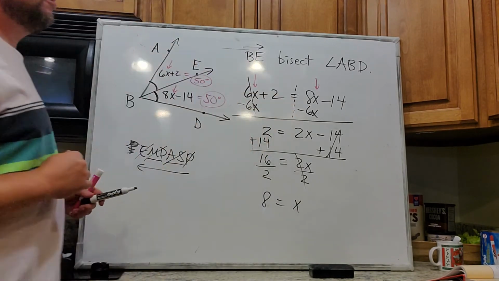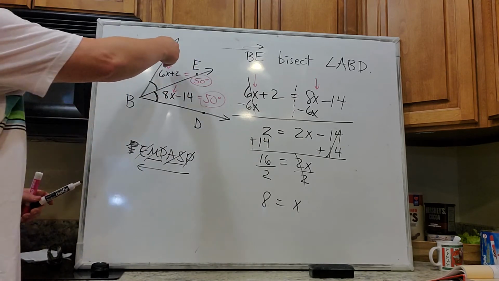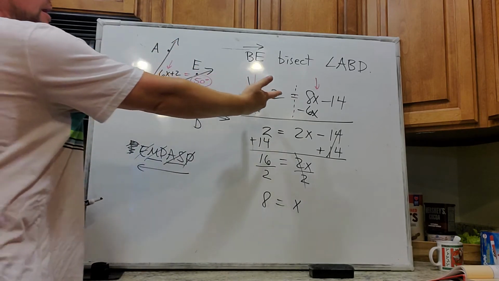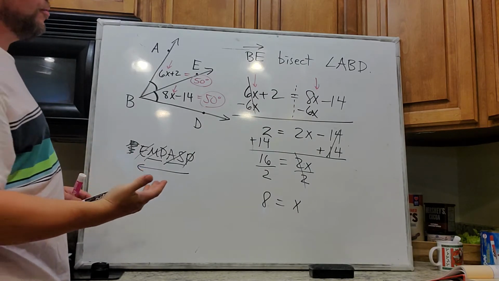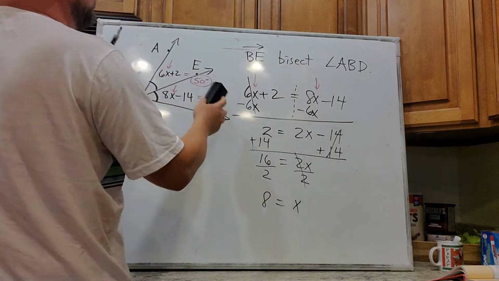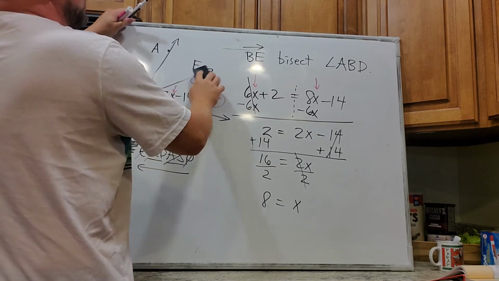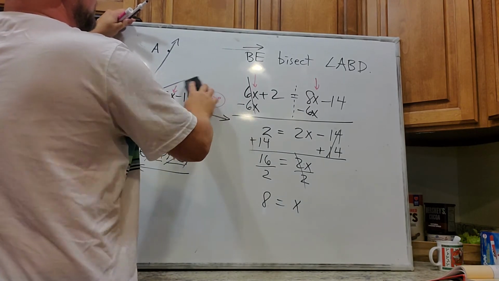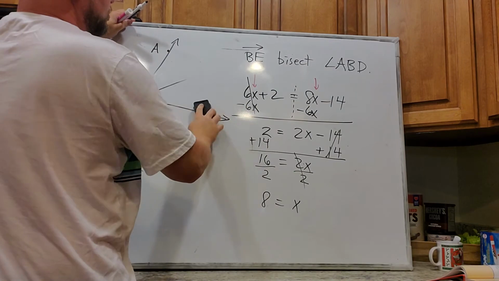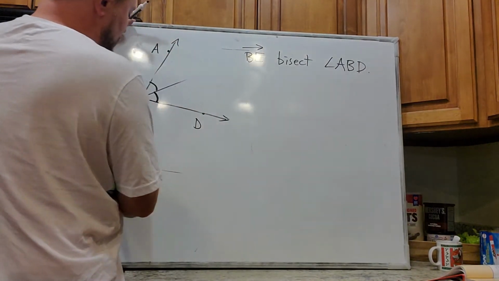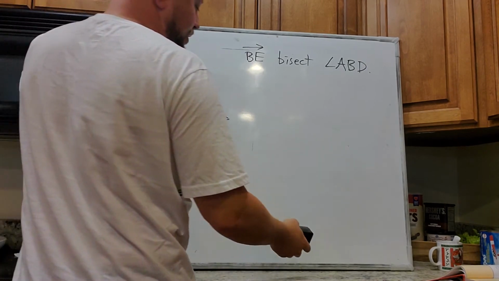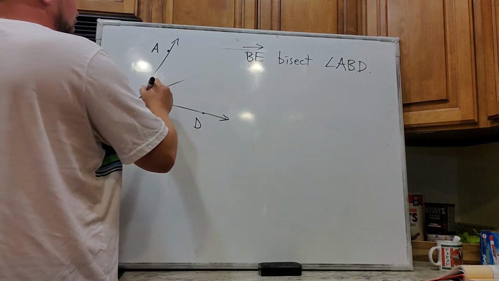Now that's one type of bisecting problem, where they just give you each individual half and you set the halves equal to each other. The next one I'm going to show you is a little different. We're going to stick with the same thing. We're still going to have this ray down the middle be the bisector. But I think you're going to find the approach on this next one is a little different.